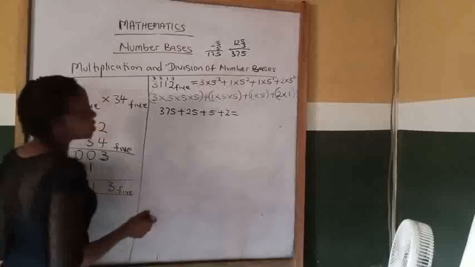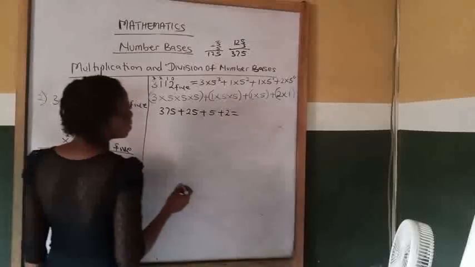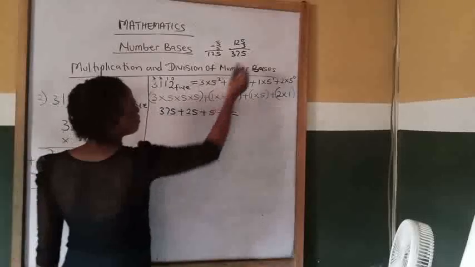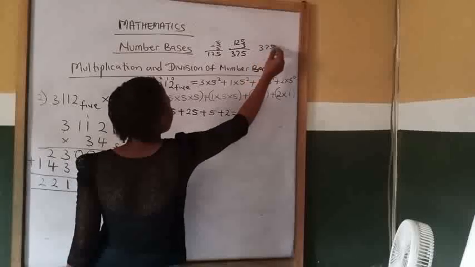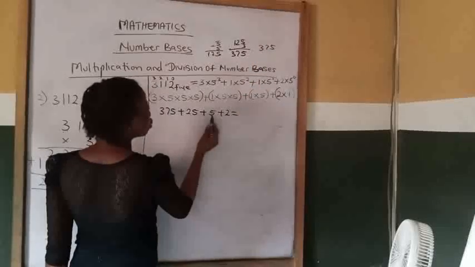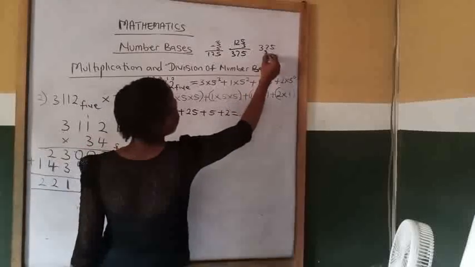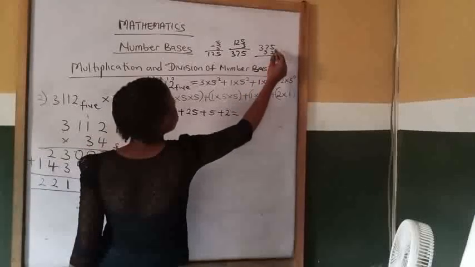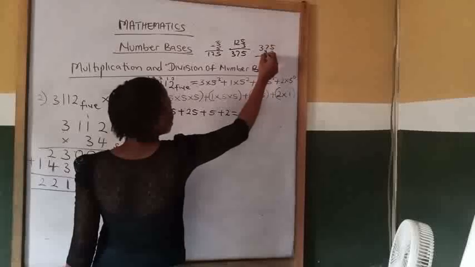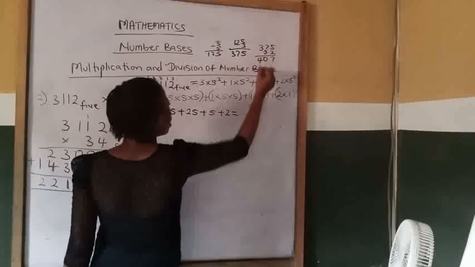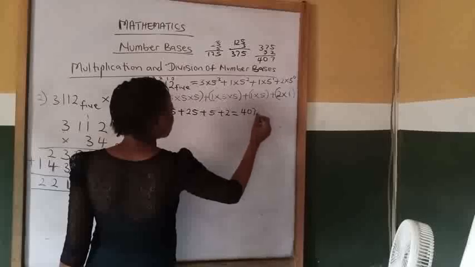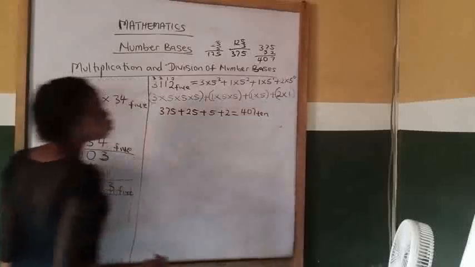So let's add everything together. 375 plus 25 plus 2, 5. That's 30. 30 plus 2, that is 35. So 7 to 5 plus 2. Then 3 plus 7, that's 10, is 0 carry 1. So our answer will be 407, base 10. We have converted to base 10 now.